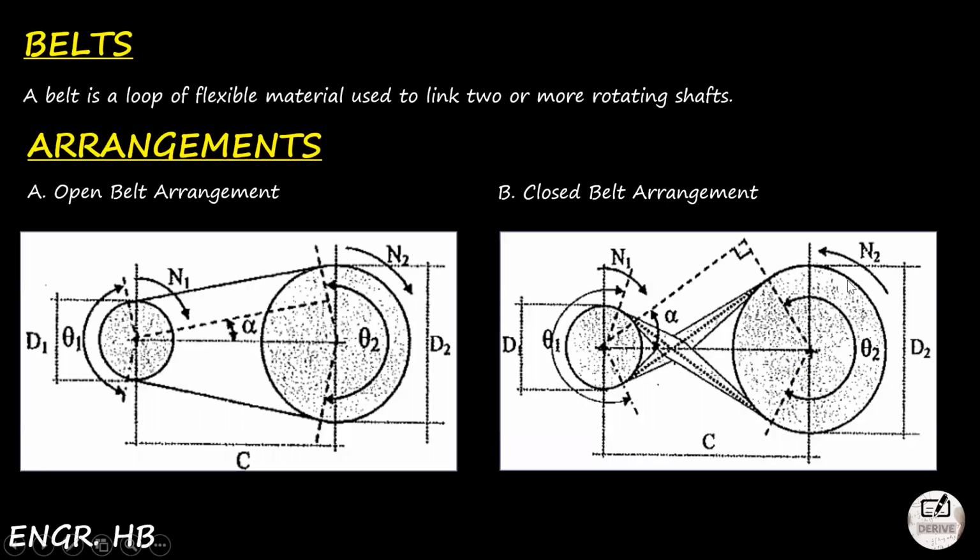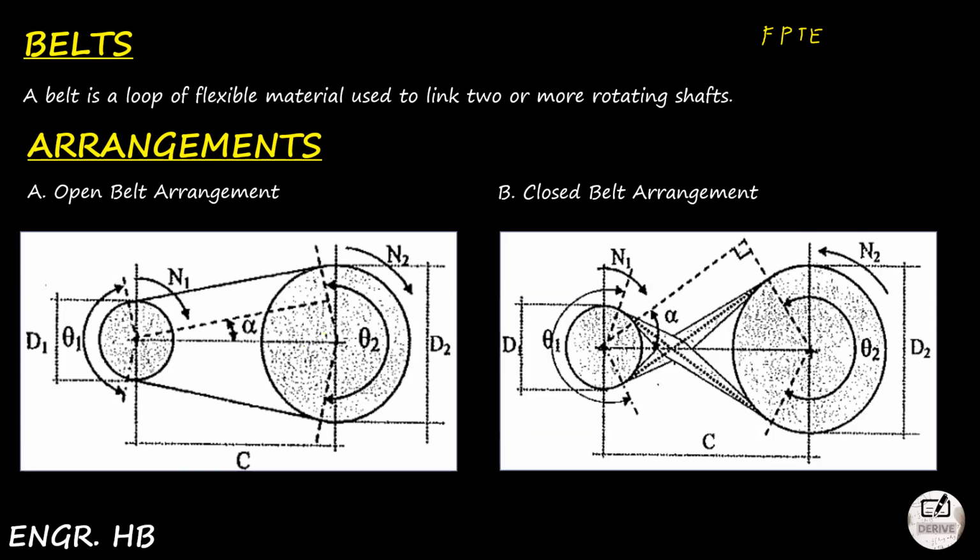So ano muna nga ba ang definition ng belt? Sabi, a belt is a loop of flexible material used to link two or more rotating shafts. Actually, si belt ay member ng tinatawag na FPTE. So, under siya ng FPTE. So, what is that FPTE? That was a flexible power transmitting element such as belts, chains, pati na rin yung wire rope, and etc. So, siya ay isang flexible power transmitting element.